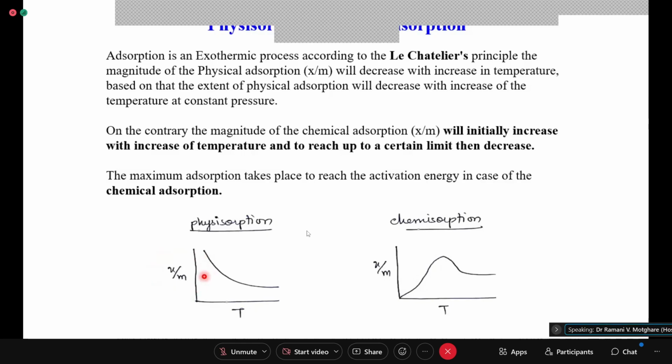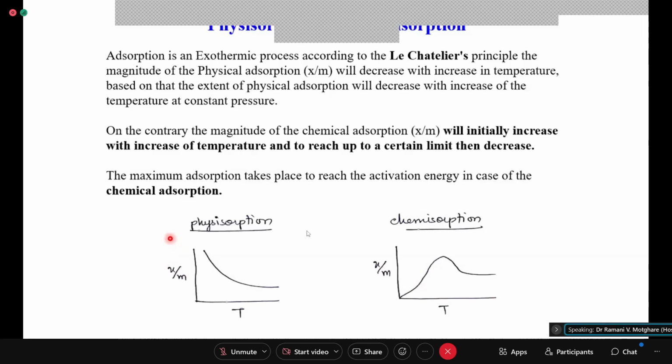What terms did you use when you studied adsorption in the 12th standard? X by M only, ma'am. X by M. So it is good. X by M is a better way to interpret all your isotherms and all the information from your adsorption studies.